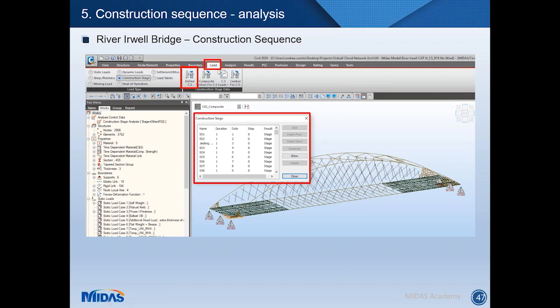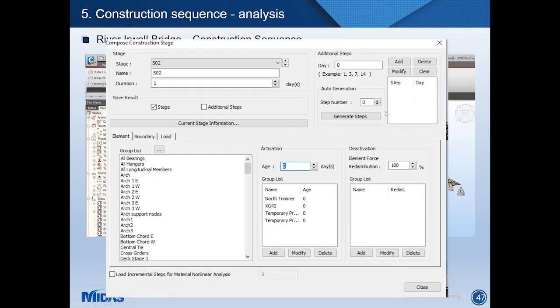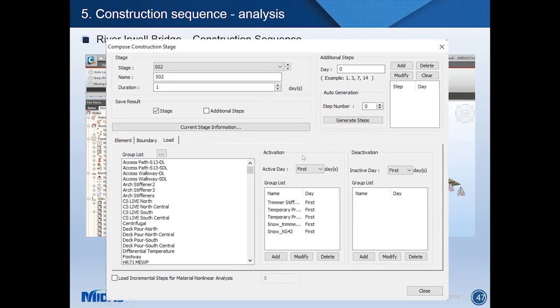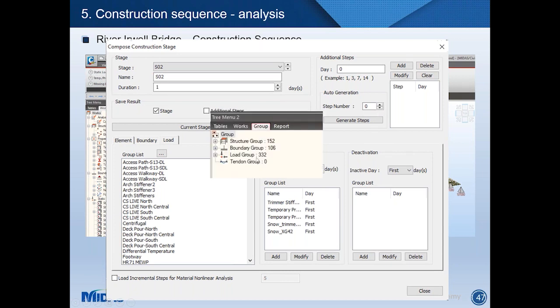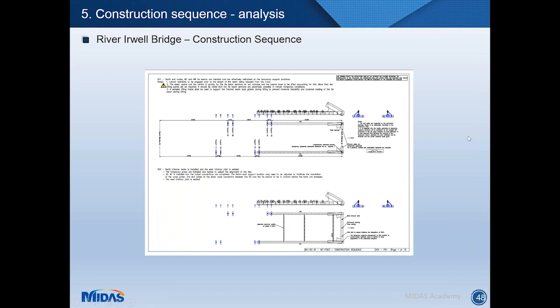Okay, moving on to the construction sequence for the River Irwell bridge. This is accessed through the load menu, load type, construction stage, and then define construction stage. This is the graphic input that I'm showing here. The whole idea is based on the use of element groups, boundary groups, and load groups, which are activated and deactivated as needed. You need to make sure that in your model you're using the group functions, because otherwise you won't be able to use the construction sequence analysis features. Okay, moving on to the River Irwell bridge.